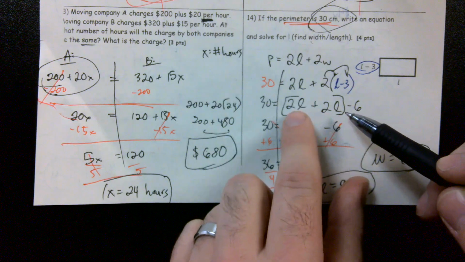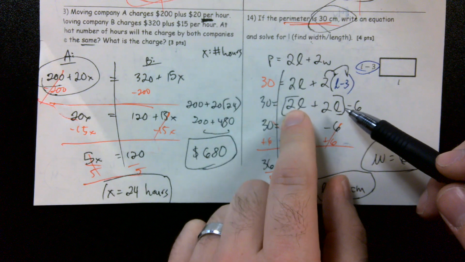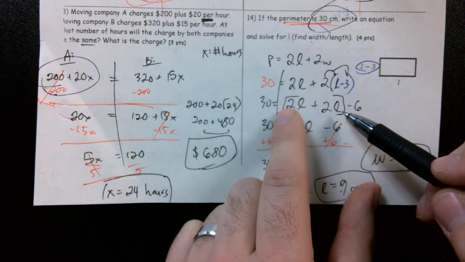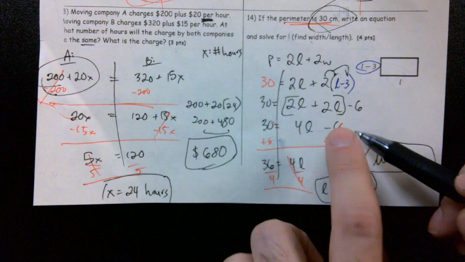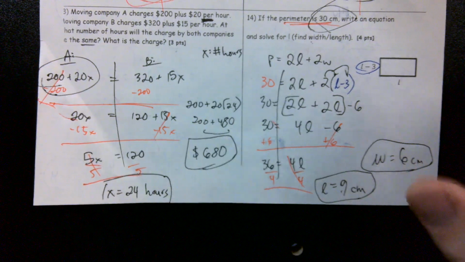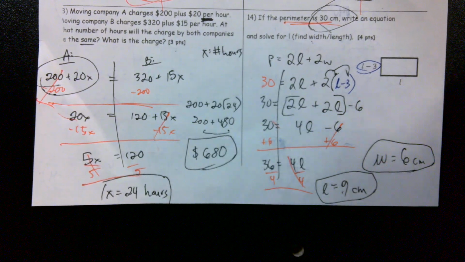These brackets show that I'm combining like terms. 2 L's and 2 L's makes 4 L's. We still got that minus 6. That's when we bring it in. Does that make sense? Yeah, it makes sense. Okay, good.